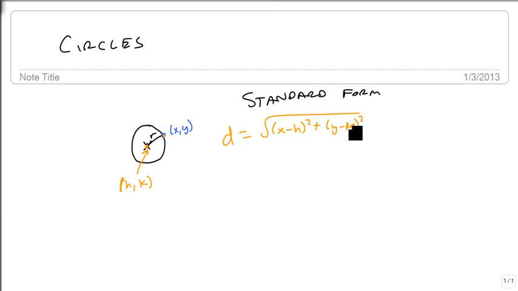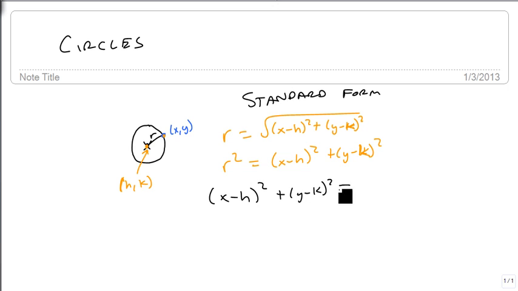And remember that the distance is really an r. Well, we don't like the square root, so let's square both sides. So we get r squared equals x minus h quantity squared plus y minus k quantity squared, and we get our answer. So we use the distance formula to create this. And really, we want it the other way around. We'd really prefer standard form to have the x's and the y's on the left and the radius squared on the right.